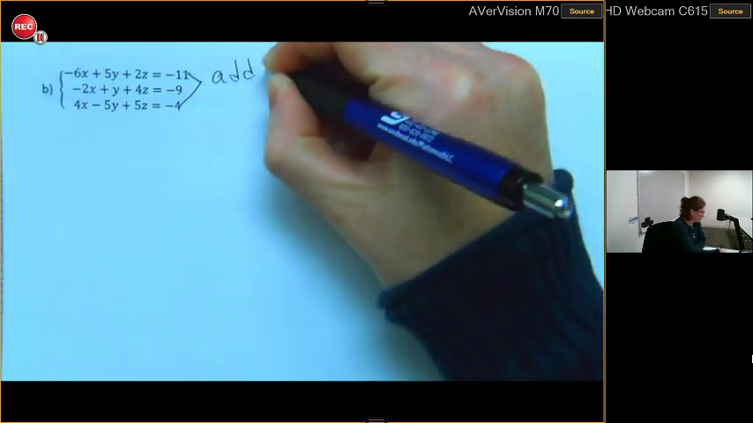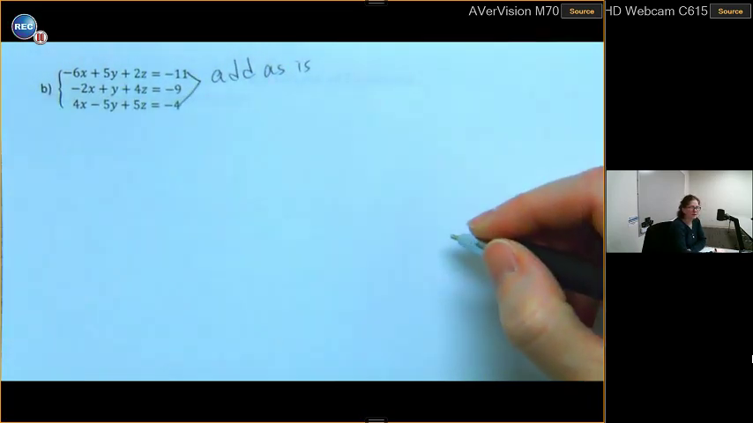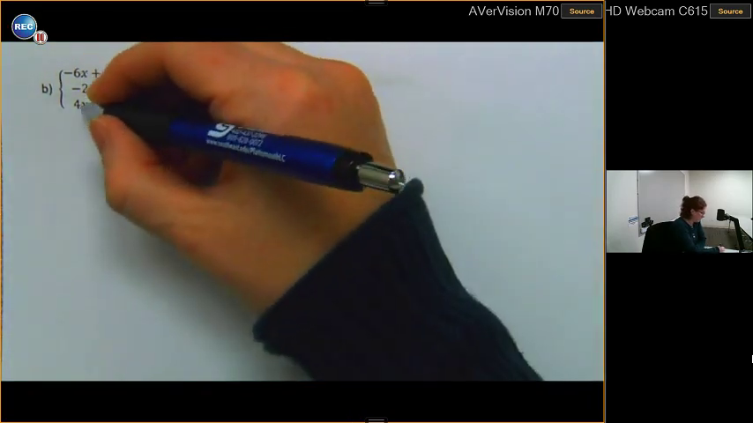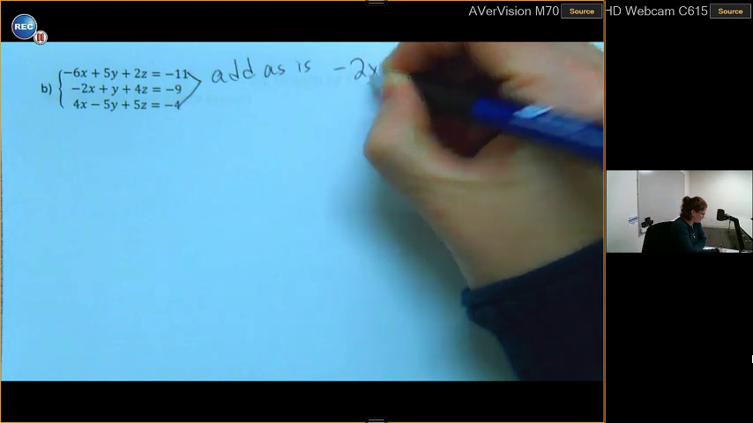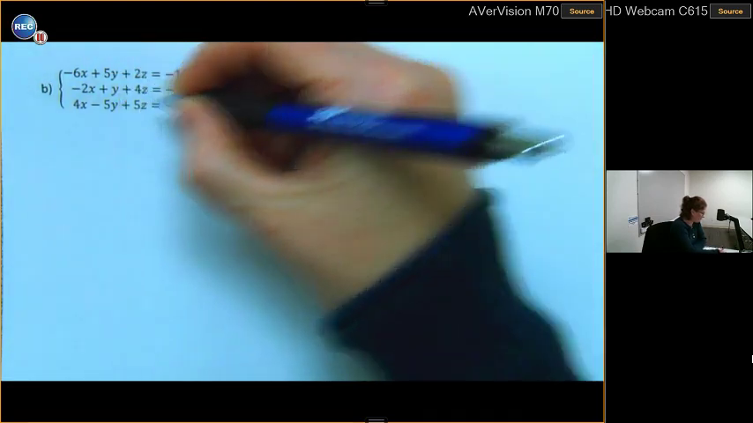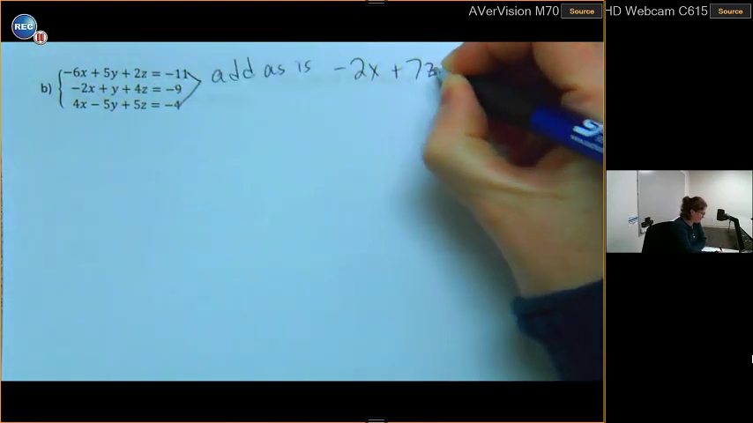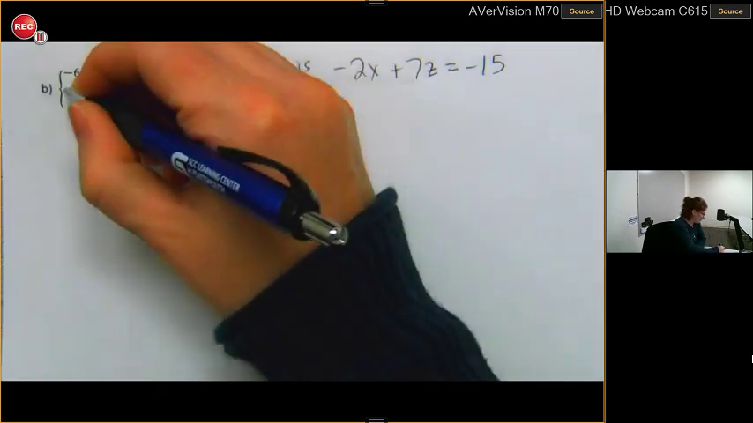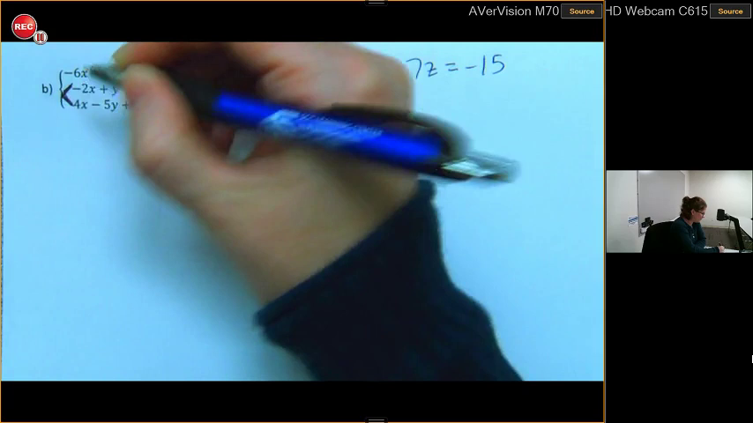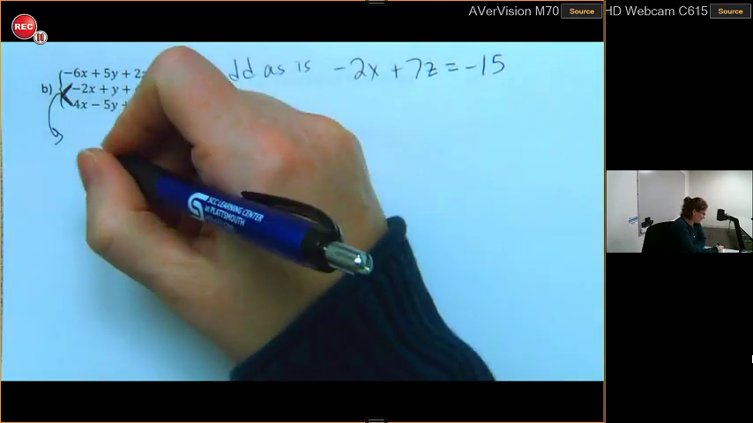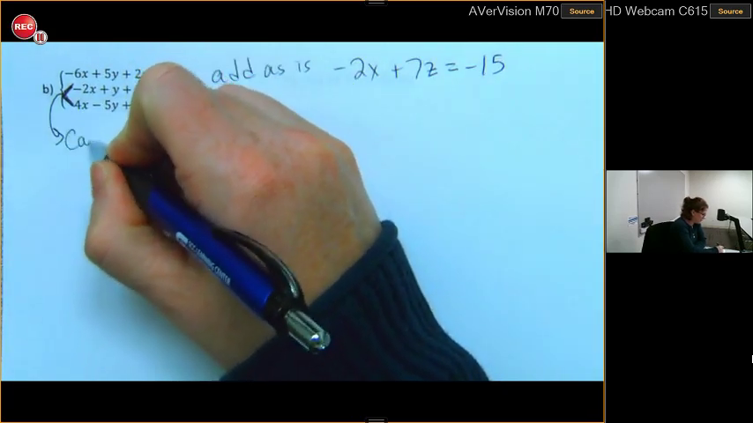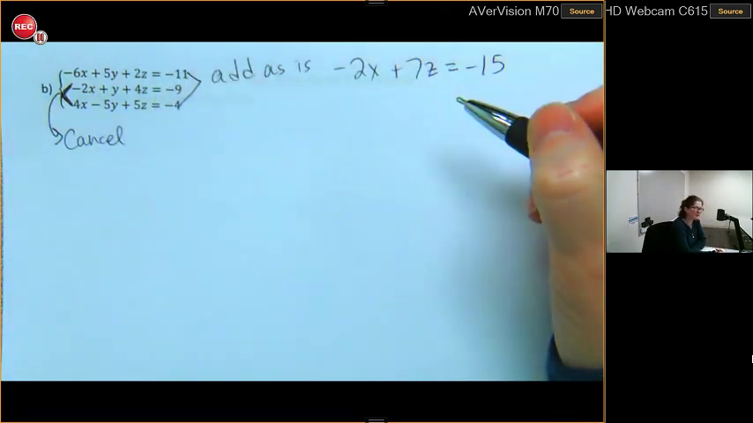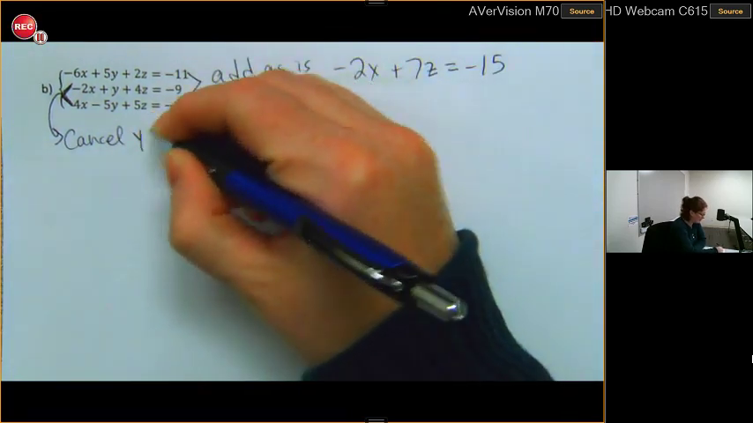I'm going to add them as is, and when I do that, I get negative 2x, the y's cancel out, plus 7z equals negative 15. Now I need to pick another pair. Back out of the originals, I'm going to pick the bottom two, and I'm going to cancel the y again. So it's important that you cancel the same variable both times.